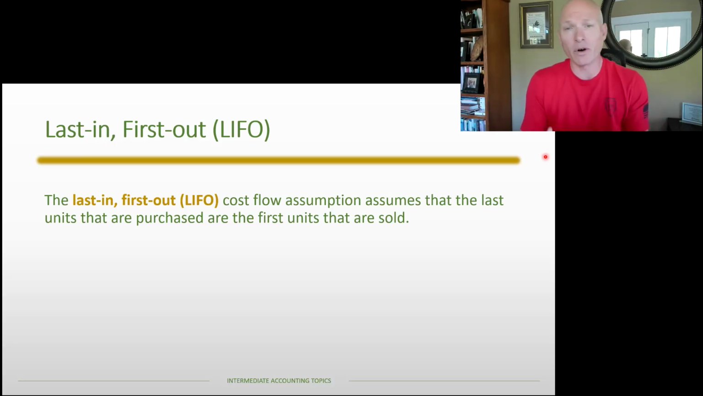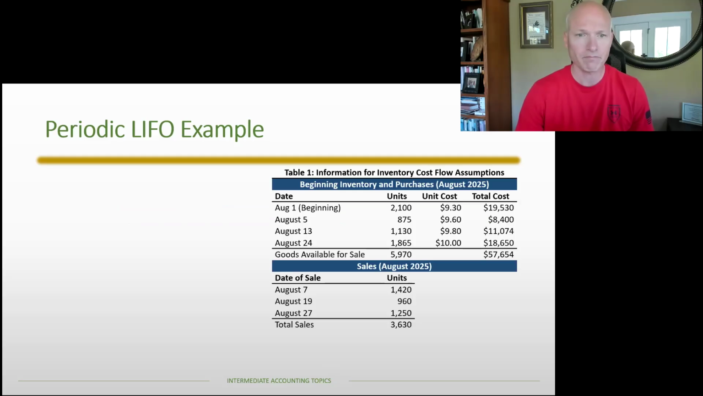For LIFO, that's essentially the picture we're trying to think through as far as the way the inventory is flowing. We'll talk about why there might be benefits to using that assumption, even though the physical flow might not resemble that, later on in this lecture. But for now, let's walk through this example.